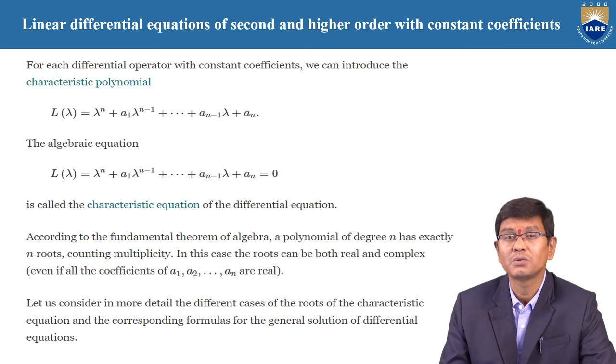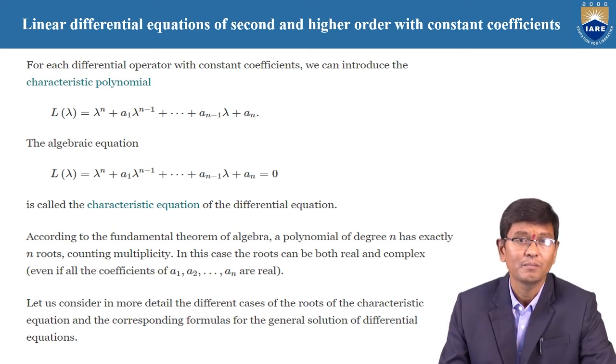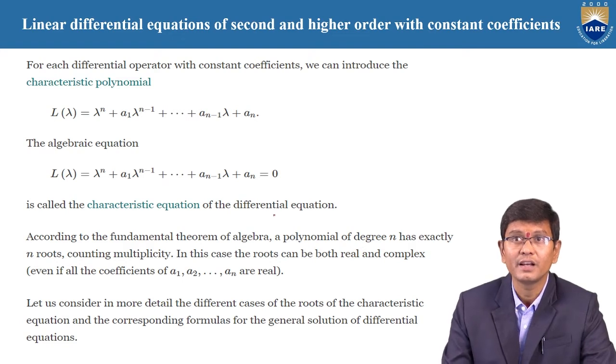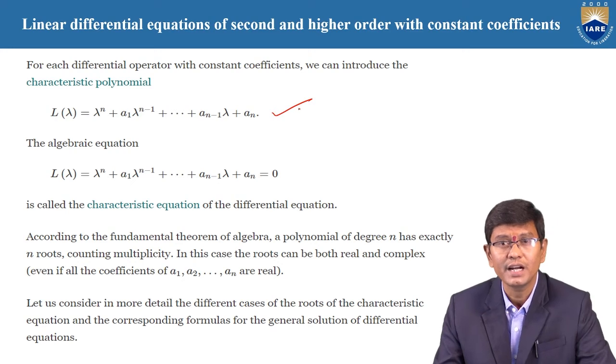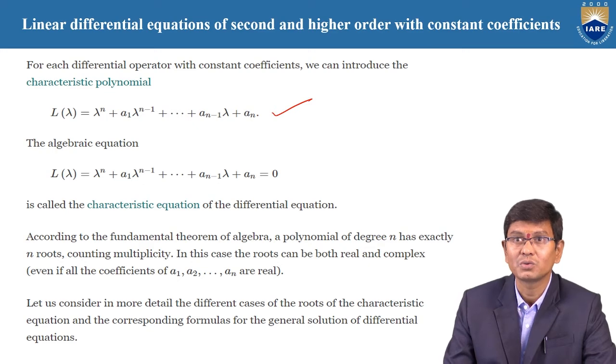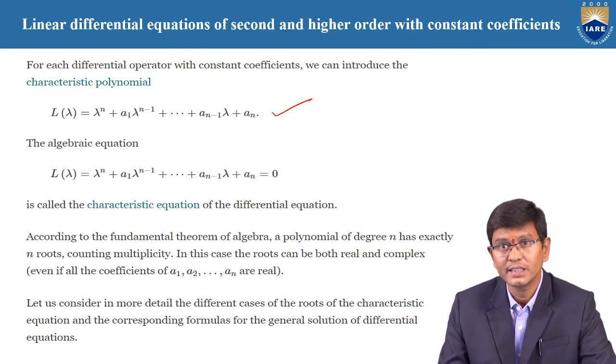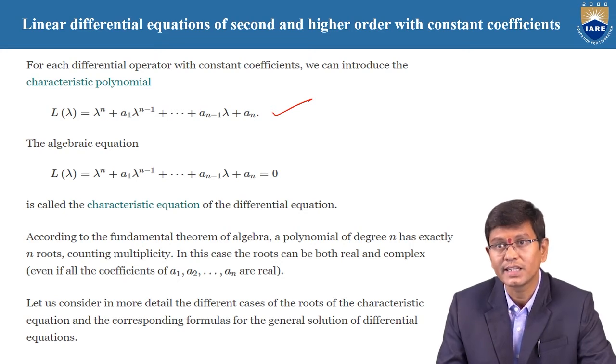Therefore, L of lambda is equal to lambda power n plus a1 into lambda power n minus 1 plus, and so on, an minus 1 into lambda plus an, which is a value. Now, we need to write the auxiliary equation, that is an algebraic equation, that is L of lambda is equal to lambda power n plus a1 into lambda power n minus 1 plus, and so on, an minus 1 into lambda plus an is equal to 0. This equation is called the characteristic equation of the differential equation.